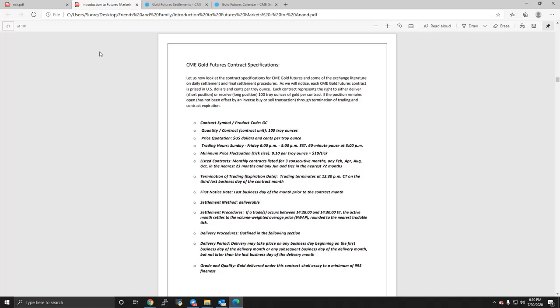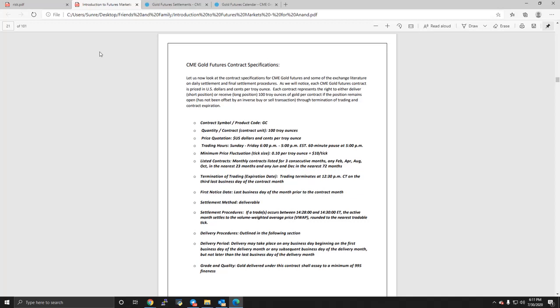Eastern. The minimum tick value for gold on the CME is $10, so each tick that the market moves is either plus or minus $10 per contract based on your position. And the contract lists for 3 consecutive months, any Feb, April, August, or October in the nearest 23 months, and any June and December in the nearest 72 months. So you can trade pretty far out down the curve in gold at the CME.